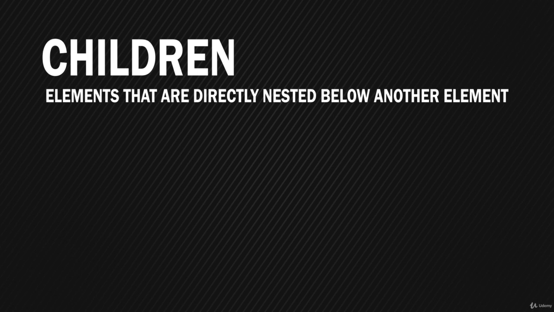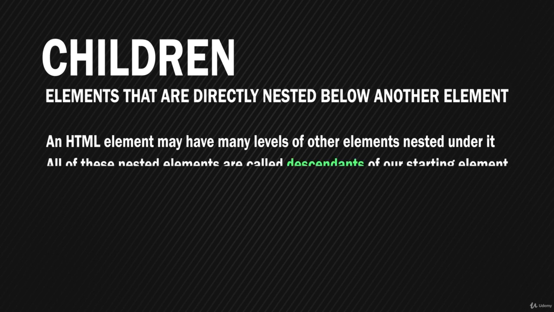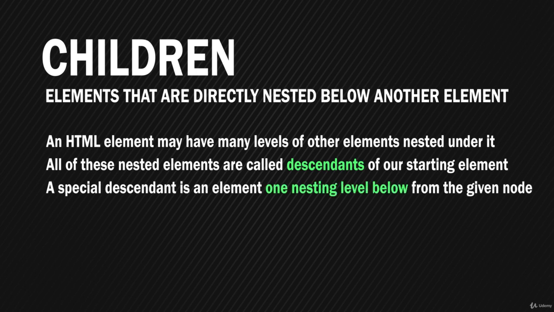But let's take a step back. An HTML element may have many levels of other elements nested beneath it. And all of these nested elements are called descendants of our starting element. And in our previous examples, we've even seen that there are a whole lot of nested elements below, say, our body element. But there's one special type of descendant.